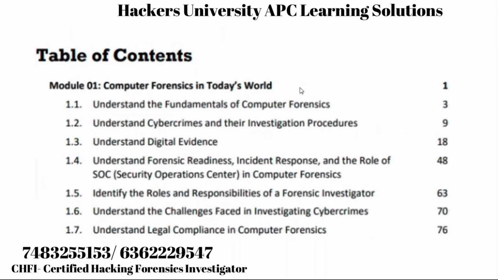And this is the table of contents. We have around 16 modules. The first module is about computer forensics in today's world, where the participant will understand the fundamentals of computer forensics in detail. Then the second module is about cybercrime and investigation procedures, like how cyber criminals gain unauthorized access. These are a few scenarios we'll learn, and how we are going to do the investigation process.